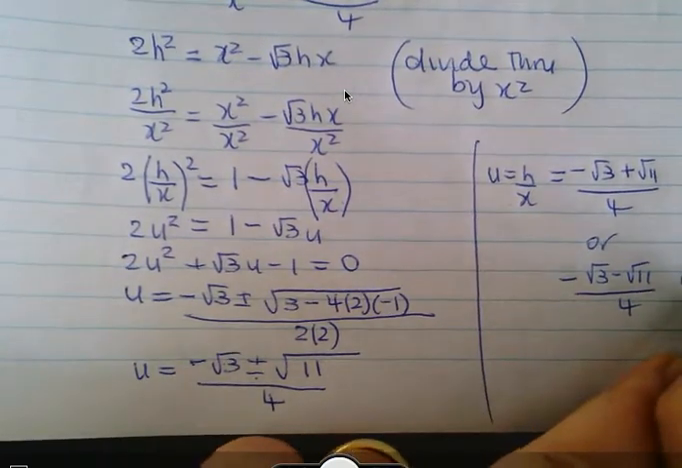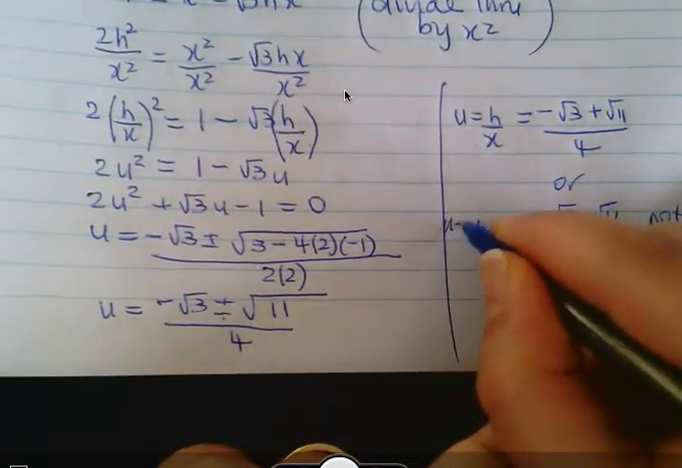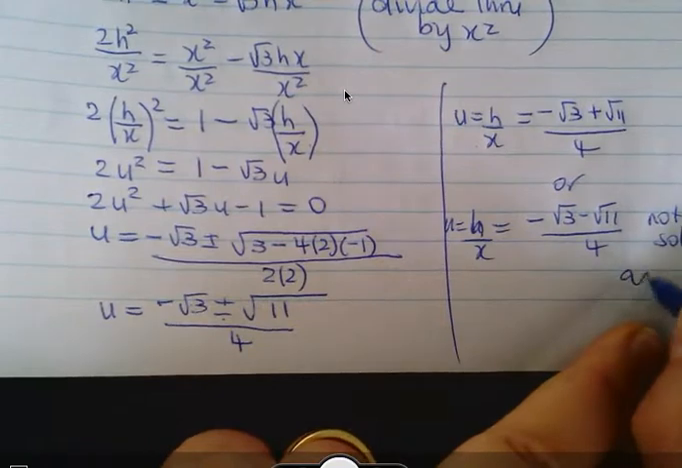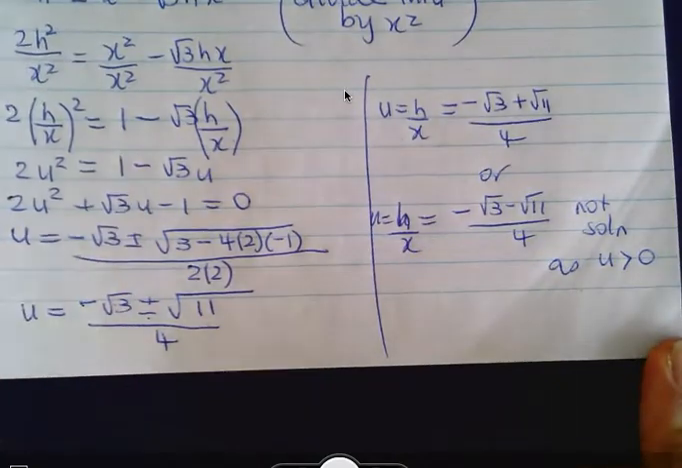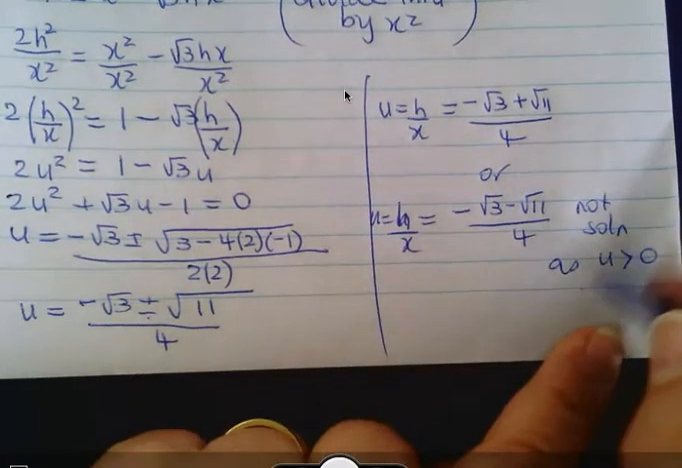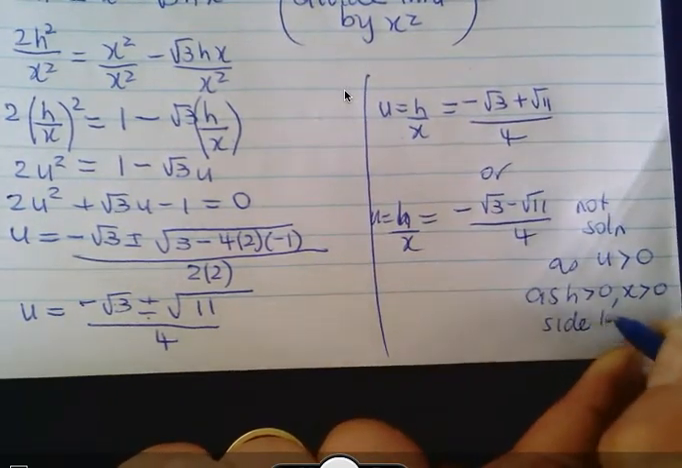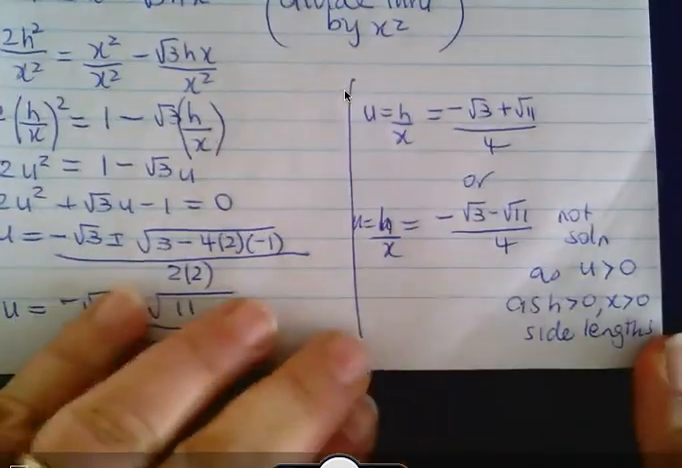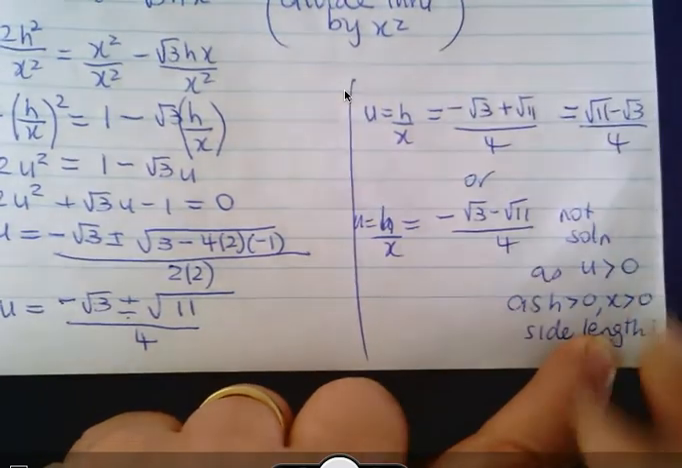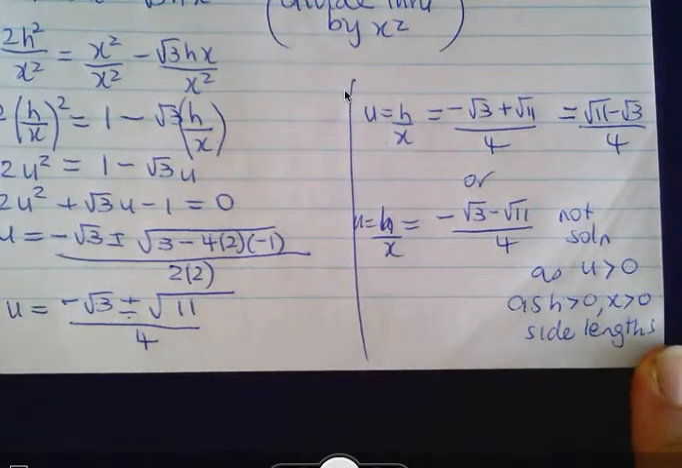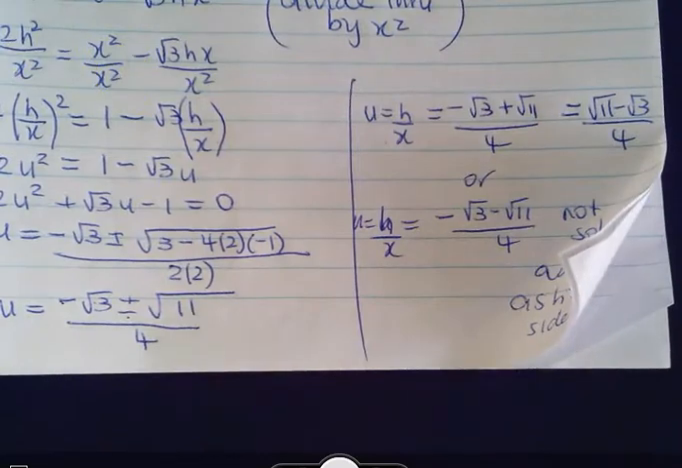But this is not the solution. So u, which is h over x, could be that as well. Not the solution, as u has to be positive. Does this make sense? It's a side length. U is h over x. They're side lengths, as h is greater than 0 and x is greater than 0 because they are side lengths. So therefore that's your answer. So it's root 11 minus root 3 over 4, because it's just writing the root 11 one first. I'll just put that down.